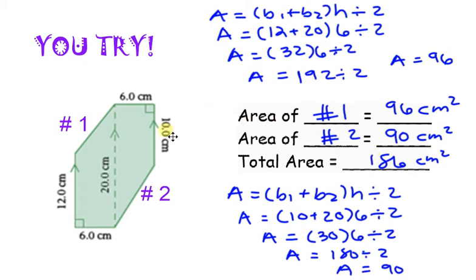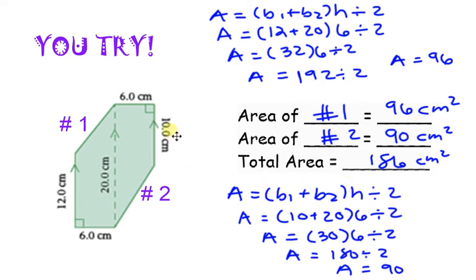So I did the area of trapezoid number 1 first, which was this here. We had a base of 12 and another base of 20 and a height of 6. So I just plugged that all in. 12 plus 20 is 32 times 6 is 192 divided by 2 is 96.